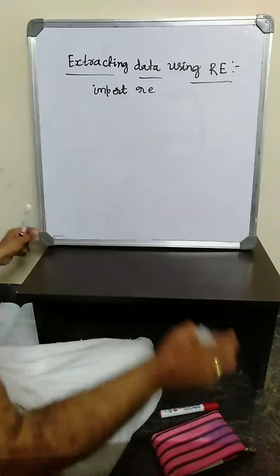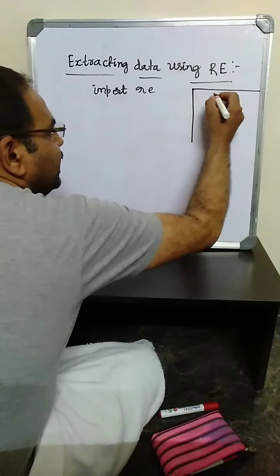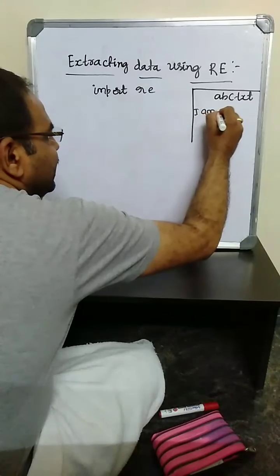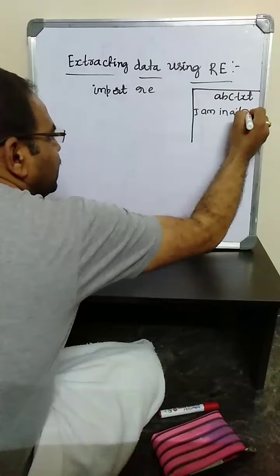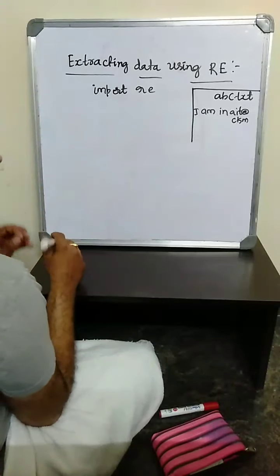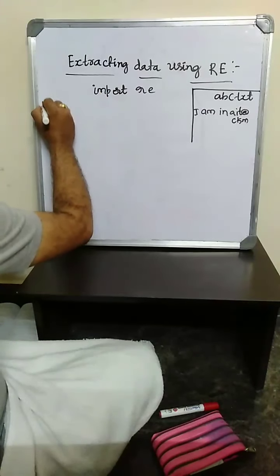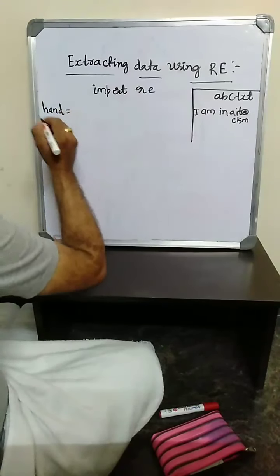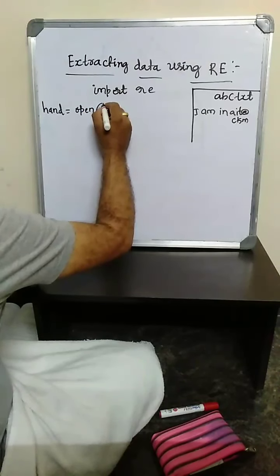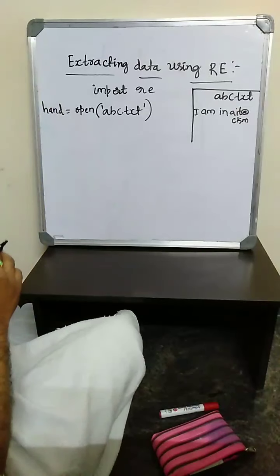So again you have to make use of import re, and you have to create a file. So let us say I have created a file abc.txt, and here I have taken a string: I am in AIT at CKM. So this is my text which has been stored in a file abc.txt. Fine. Now what I have to do, I have to open that file. So I will say here handler is equal to open, and then within single inverted quotes abc.txt, right?